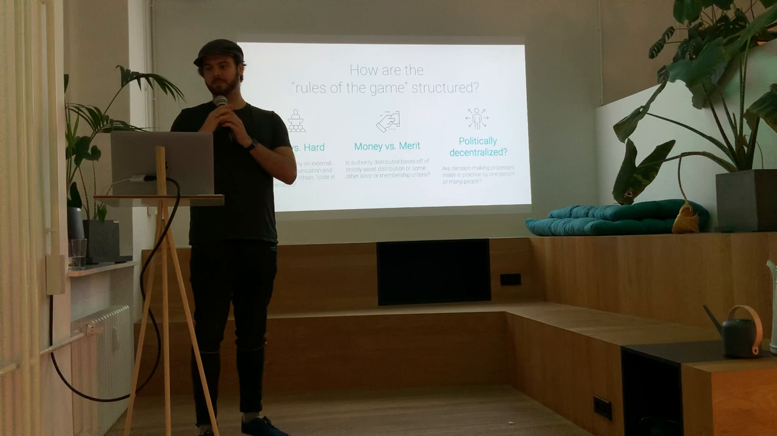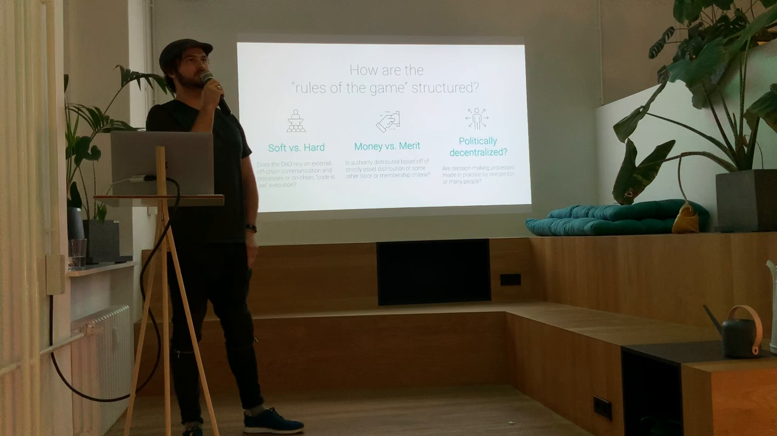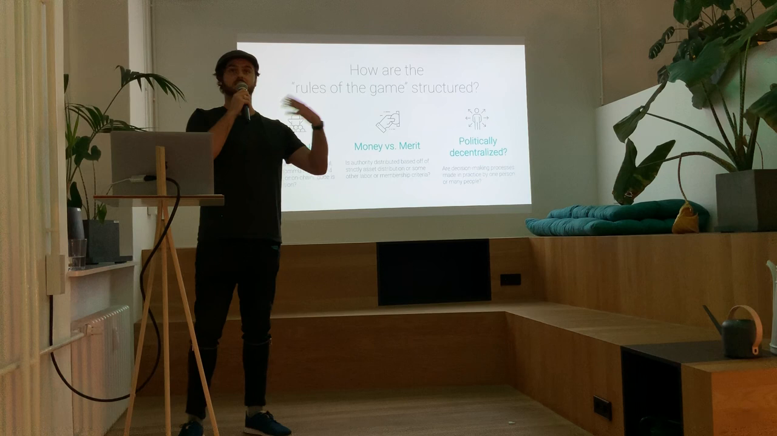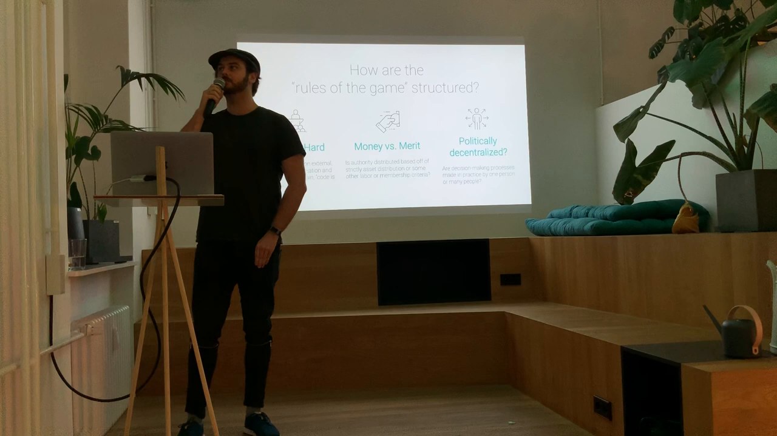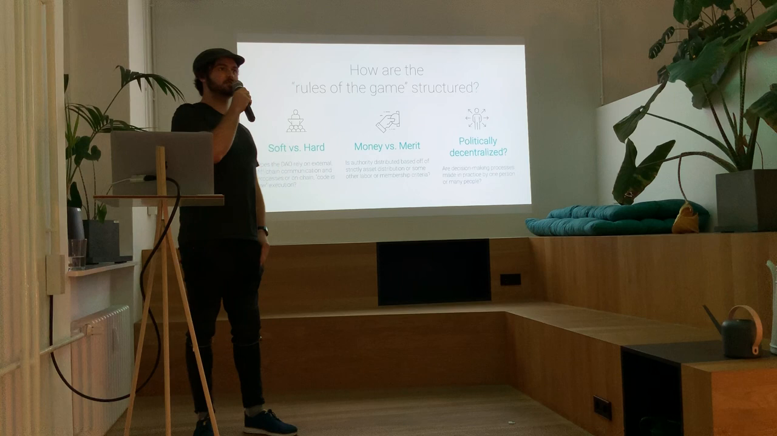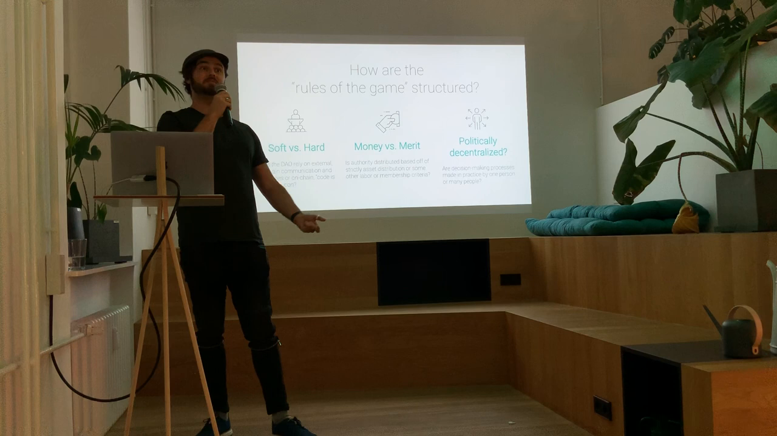In going through these examples, I want to float up a couple of discussions. Soft versus hard governance: is it relying on off-chain communication, or is this DAO simply executing code as law, or is it a mix of both? Money versus merit: is the governance structure entirely plutocratic, or is there a way for folks to earn their means of participation? Is it politically decentralized? Are there any patterns in this governance structure where a single individual or a couple of individuals are making choices on behalf of the collective?